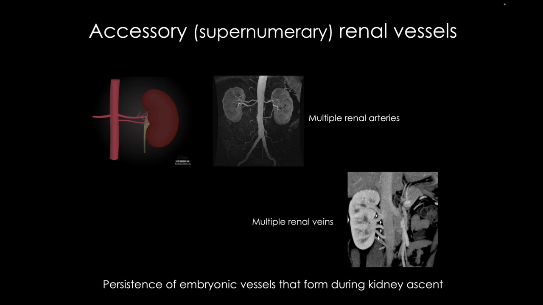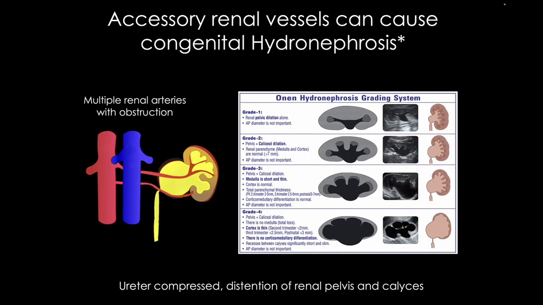And as I mentioned, most of the time, this doesn't cause any problems. We often see these in cadavers as incidental findings. But sometimes they can compress the ureter. So here on the left, you see a cartoon showing multiple renal arteries, and the lower one is compressing the ureter. And what this results in is something called congenital hydronephrosis. So there are different kinds of hydronephrosis, but this one, again, is congenital. And so this ultimately causes a distension of the renal pelvis and calyces.